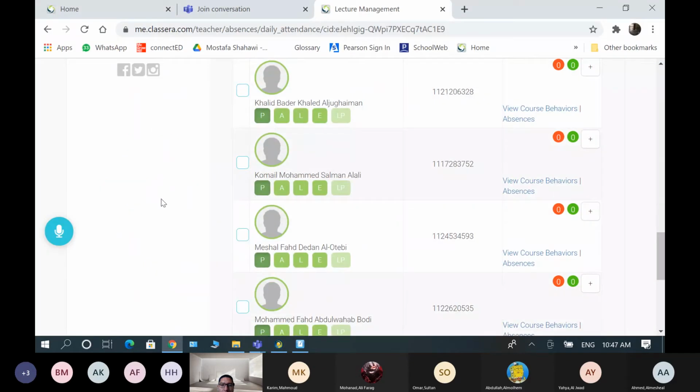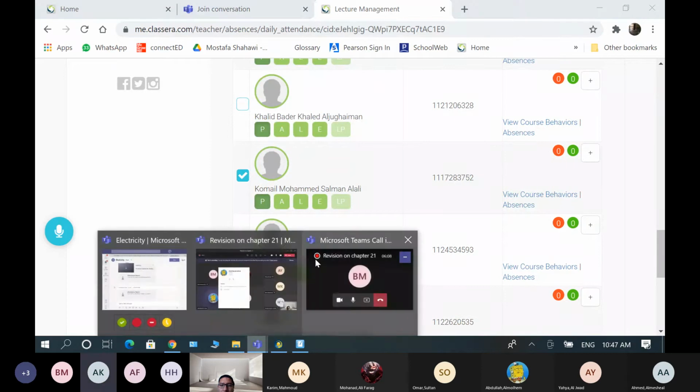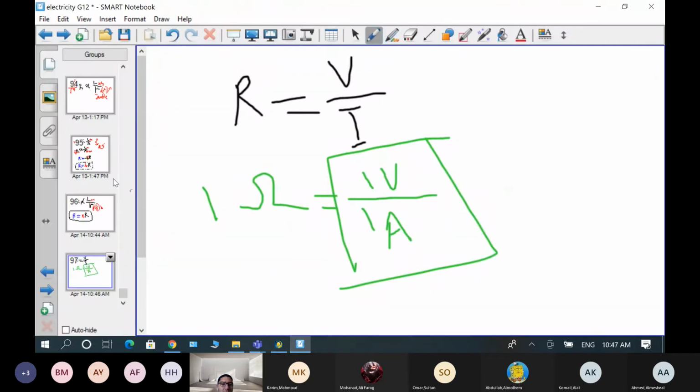Thank you, Omar. Kumail. Yes, question 20, read it. If the length and diameter of a wire of circular cross-section are both tripled, the resistance will be? Both tripled. You will do the same process. Tripling the length will triple the resistance. You can do it and tell me the answer.